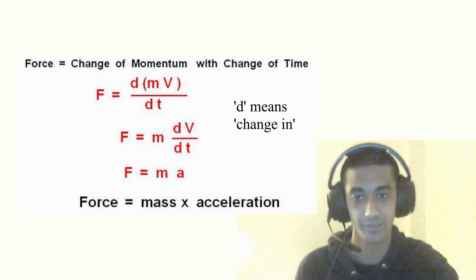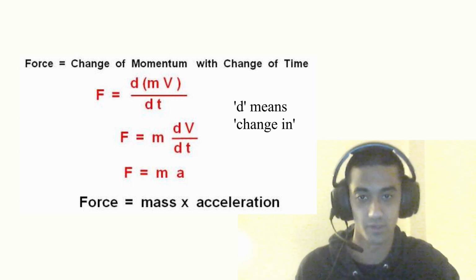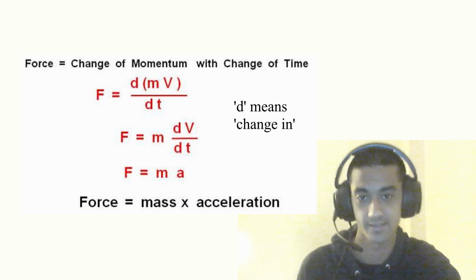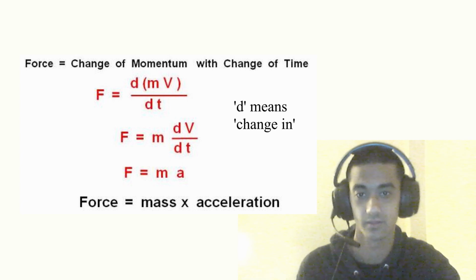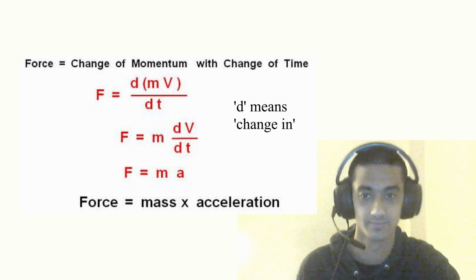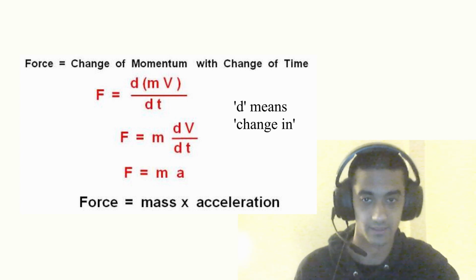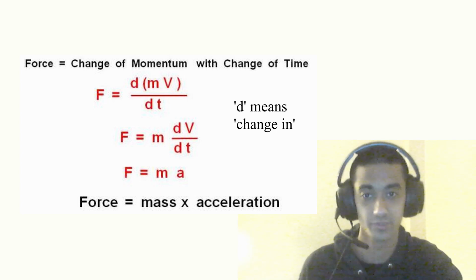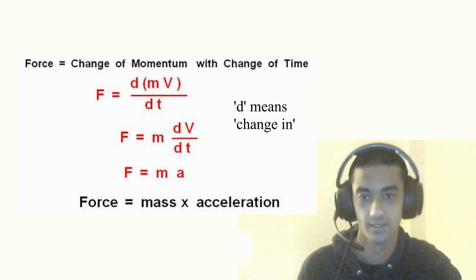Here, momentum is denoted as mv, which is mass times velocity. Since the rate of change of velocity with respect to time is acceleration, we can say that the right-hand side is equal to ma, or mass times acceleration. Thus, we find that the net force is equal to the mass times the acceleration. This equation here is known as Newton's second law of motion, and it's one of the most well-known equations in physics.